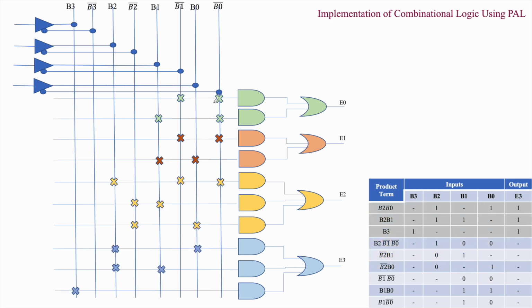In the same way, let us plot for E3. What is the expression for E3? E3 is equal to B2 B0 plus B2 B1 plus B3. The first term is B2 B0, and the second product term is B2 B1. The third term is just B3. Right now we have 3 product terms: B2 B0, B2 B1 and B3. We give all these 3 together to an OR gate and obtain E3. Therefore, we have implemented the complete conversion logic in a PAL. I hope the explanation was clear.